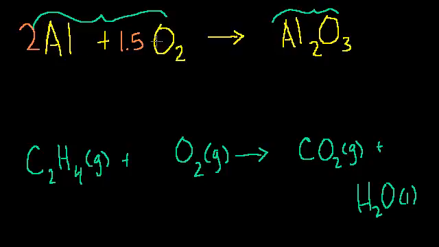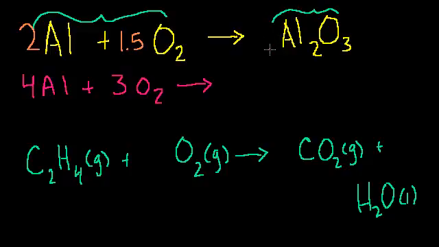So what you do is you just multiply this so that you end up with whole numbers. So let's just multiply both sides of this whole equation by 2. And we have 4 aluminums plus 3 oxygens yields, we multiplied everything by 2, 2 molecules of aluminum oxide.